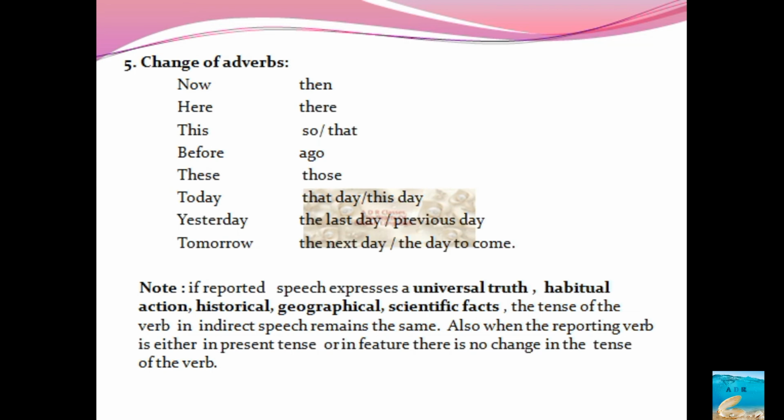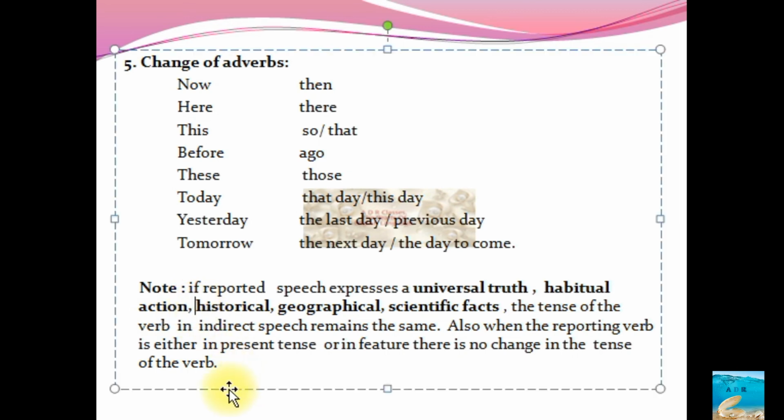Habitual action. Suppose somebody gets up every day at 4 o'clock and studies. That has become his habit, so you are not supposed to convert that into past tense. Historical facts. Suppose Taj Mahal is there in India, isn't it? You are not supposed to use Taj Mahal was. Taj Mahal is a beautiful monument.